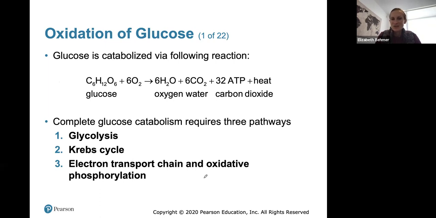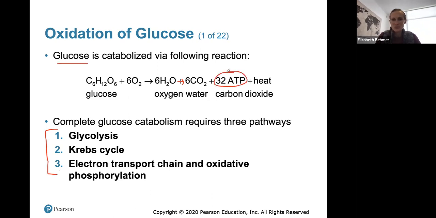Here's the oxidation of glucose. So glucose is catabolized via the following reaction. And again, that means it's broken down. We have C6H12O6 plus oxygen, and this basically should be an arrow, not a plus sign, to create carbon dioxide, water, 32 ATP, and heat. So really simply put, glucose catabolism, or the breakdown of glucose into ATP, requires these three pathways. And these are the three pathways that I want you to know well. This is cellular respiration, taking glucose and turning it into ATP.